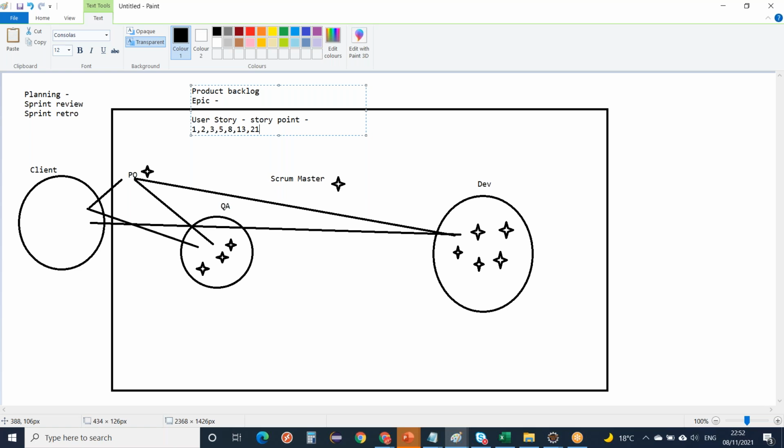Each user story has story points. What is a story point? When it is simple, a small task, we provide story points of 1 or 2. If it is complex, we can give 3 or 5. If it is very complex, then 8, 13, 21 and so on. The higher the number, the more complex it is.